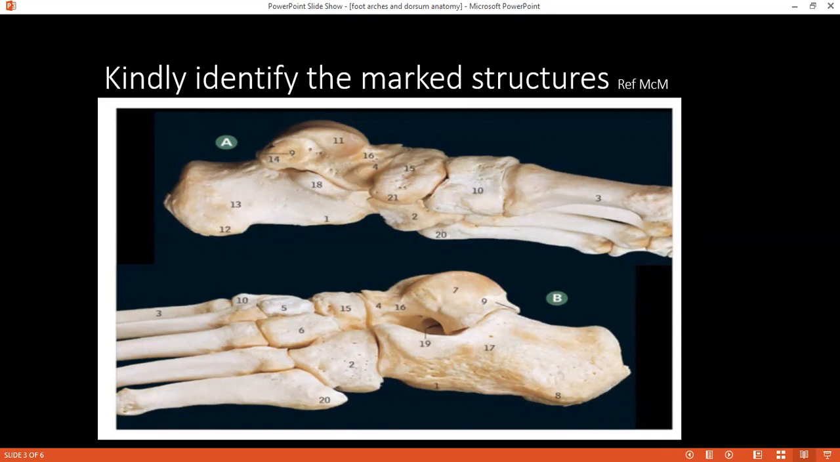Okay, how many cuneiforms are there? Can you please tell me and how they are arranged? Medial, intermediate, lateral cuneiform, and one cuboid. Three cuneiforms and one cuboid. These cuneiforms are arranged in alignment with the metatarsals. Medial is with the base of the first metatarsal. Likewise, the intermediate and lateral go to the second and third metatarsal. And proximally, the medial, intermediate and lateral cuneiform will be attached to the navicular. Okay. What type of bone is the navicular bone?